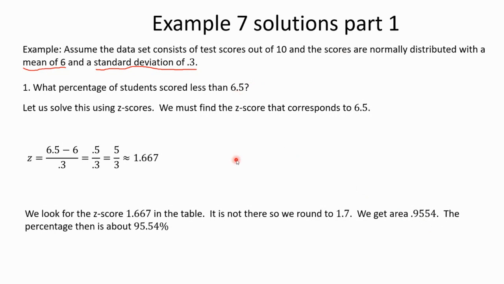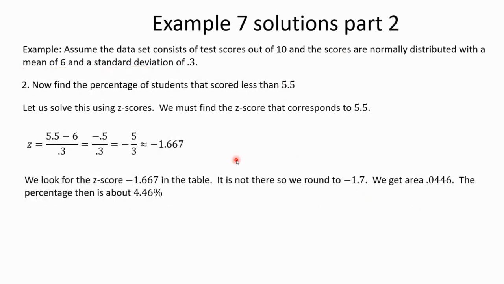Okay, now that's for 6.5. What about 5.5? In this case, it's really the same idea. You subtract the mean, divide by the standard deviation. Here, it turns out you get negative 1.667. Here we got 1.667, but here we get negative that.